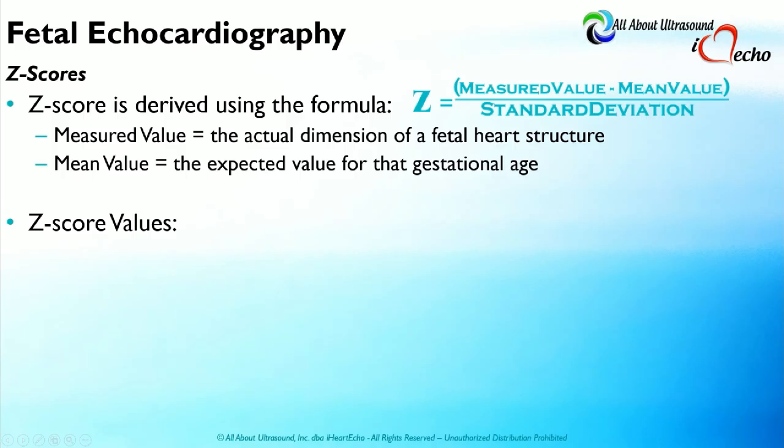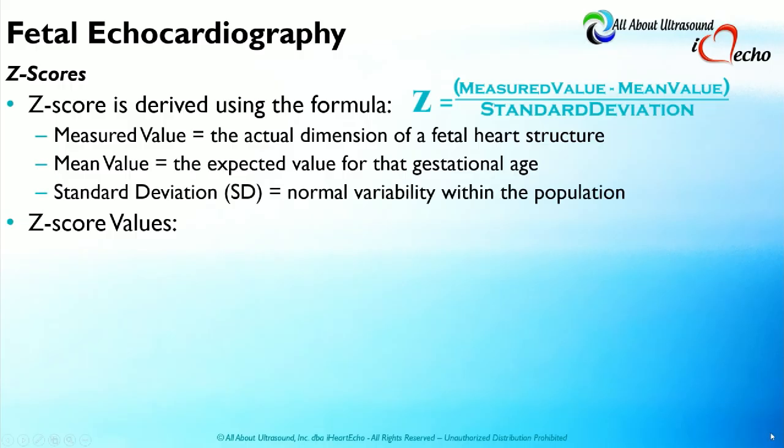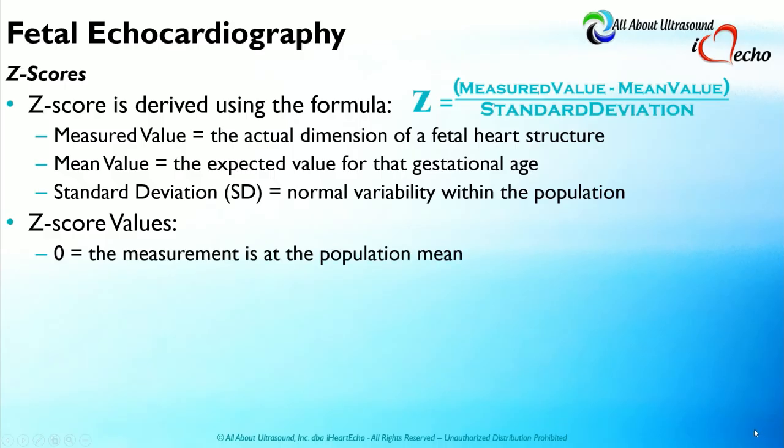So if it's pediatric echo, we'd be looking at the age range for that in pediatrics. If it's fetal echo, we would be looking at that and comparing it to the expected value for that particular gestational age. And what that allows us to do is then we take that, we divide it by the normal variability that is determined based on our Z scores. And there's tables and charts that have been published by the Fetal Heart Society to look at what is the normal variability within that patient population. And so then we get a value.